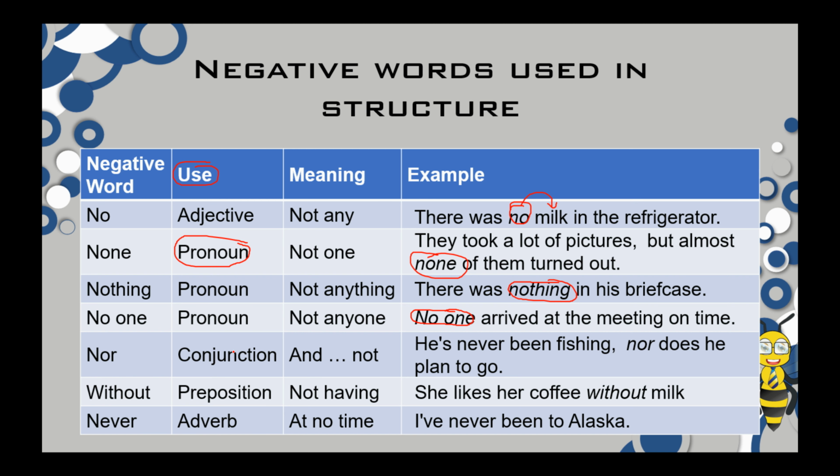Nor is a conjunction. We already checked it. For example, he's never been fishing, nor does he plan to go. When we use nor, we always need a negative word in the same sentence. We need to be talking in negative. He's never been fishing, nor does he plan to go. It says, él nunca ha pescado ni planea hacerlo.